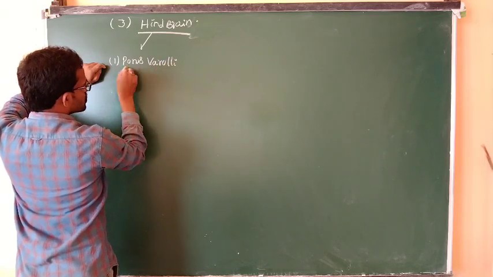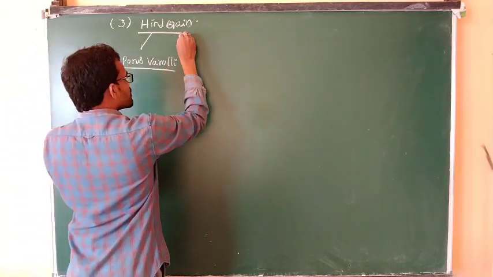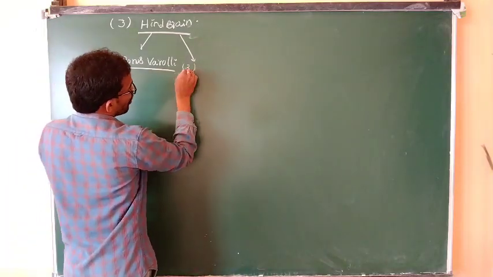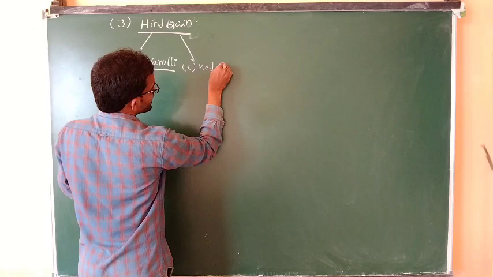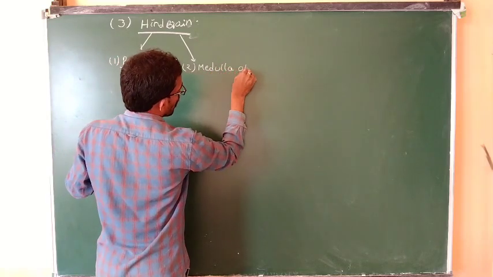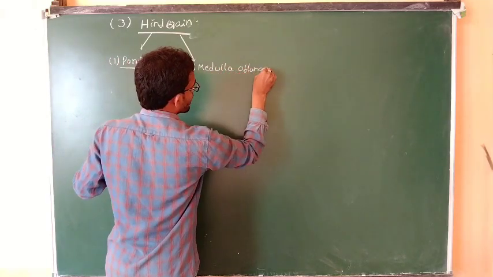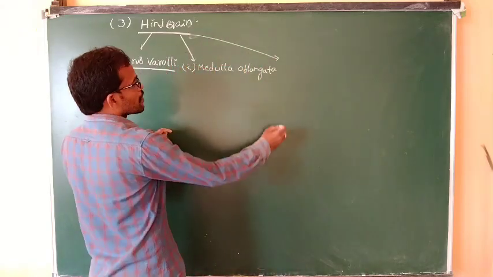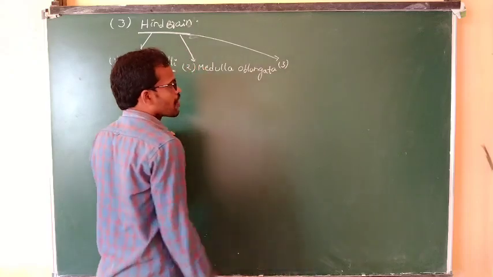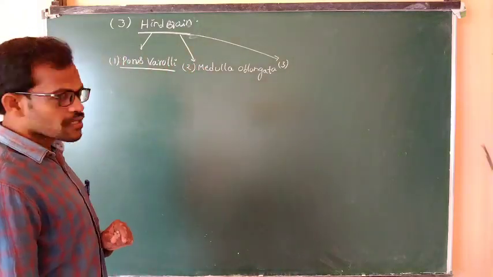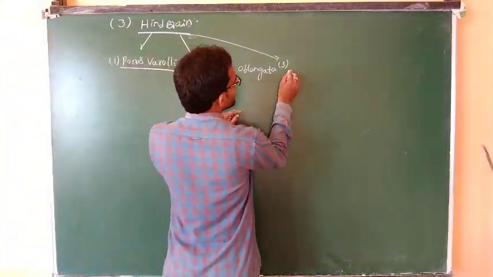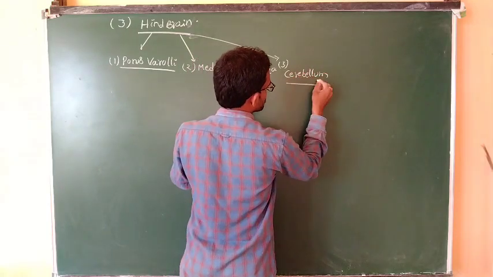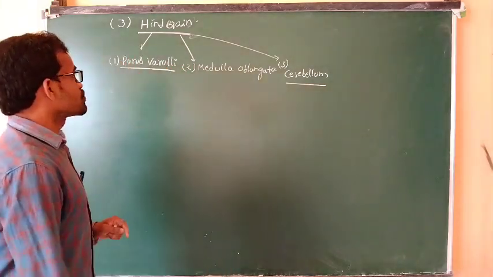Pons varolii. The second part of the hindbrain is known as medulla oblongata. What is the third part of the hindbrain? The third part of the hindbrain is known as the cerebellum.